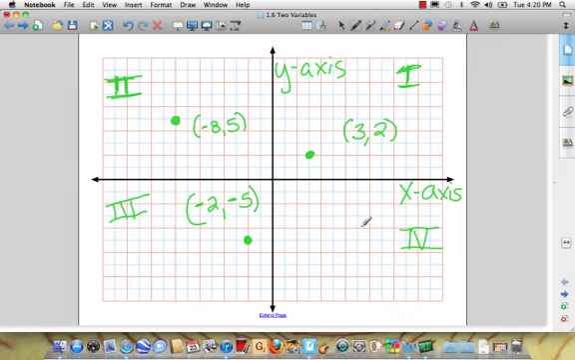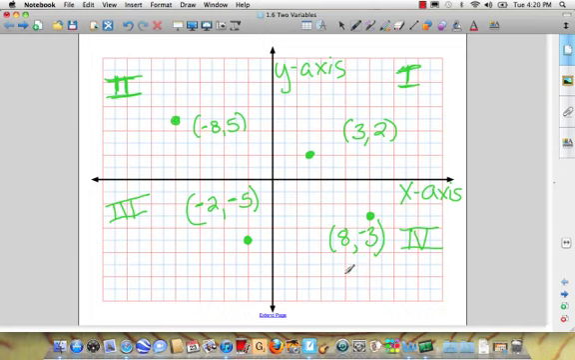Okay, and then lastly, sometimes we have points in the fourth quadrant. So 1, 2, 3, 4, 5, 6, 7, 8. And that was 8 units to the right, so +8 works just fine. And 1, 2, 3 units down, so -3.